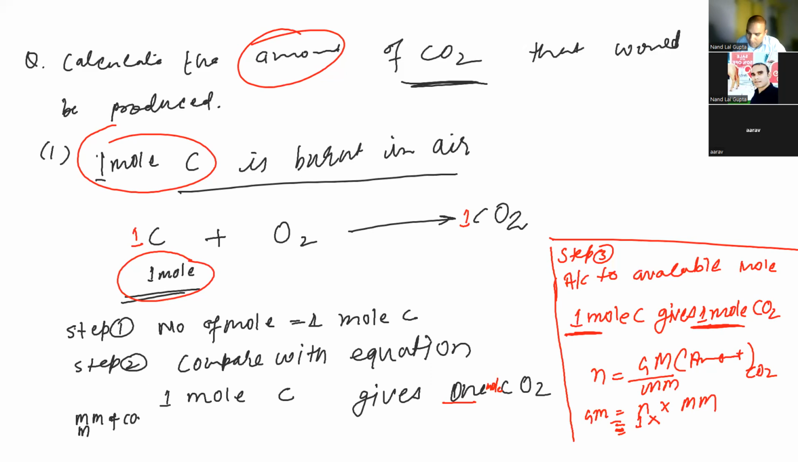How much? Carbon is 12, oxygen is 16. So there are 2 oxygens, 16 each, and 1 carbon. So how much will it come to? 44. So the amount coming is 44 gram. 44 gram of CO2 is produced. Are you able to understand this one?